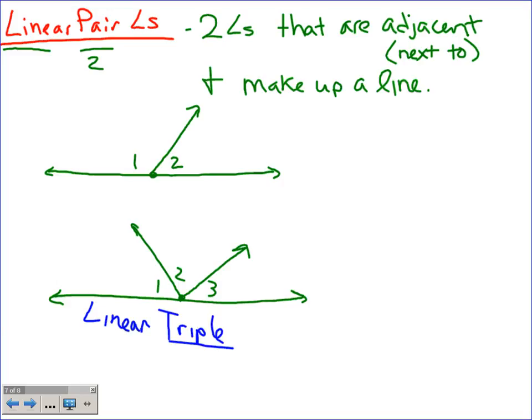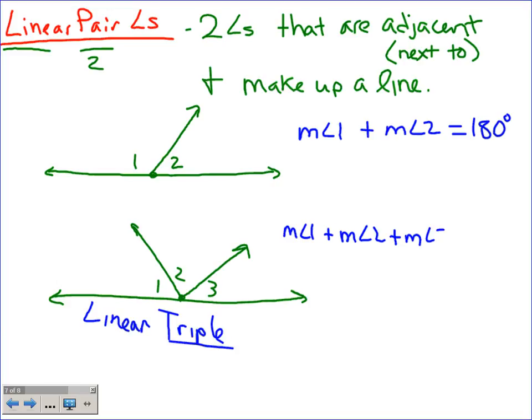It's going to be the exact same definition, but it's 3 angles that are adjacent and make up a line for the most part. You will see this, and there's a reason that we're doing this. You know that if it's on a line, the measure of angle 1 plus the measure of angle 2 has to equal 180 degrees. And we'll talk more about that tomorrow. Down here, the measure of angle 1 plus angle 2 plus angle 3, all 3 of those add up to be 180 degrees. That's what a linear triple would be.